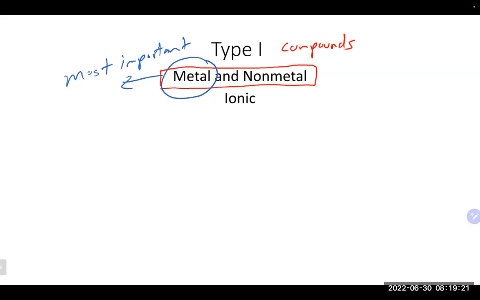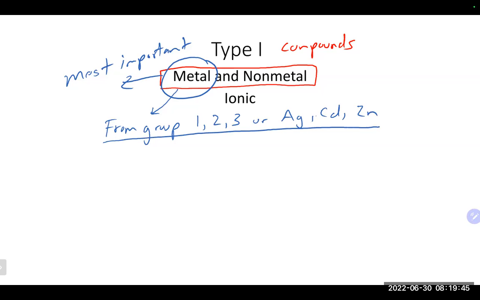And really the location of that metal on the periodic table is most important. In a type 1 compound, the metal will be from group 1, 2, 3, or it will be silver, cadmium, or zinc. What all these have in common is they have fixed positive charges. As we just went through that periodic table, these have basically fixed positive charges.